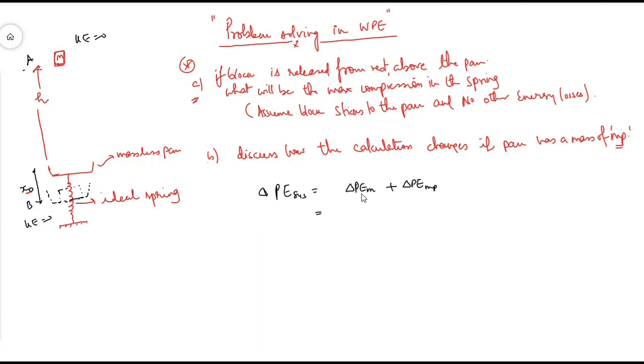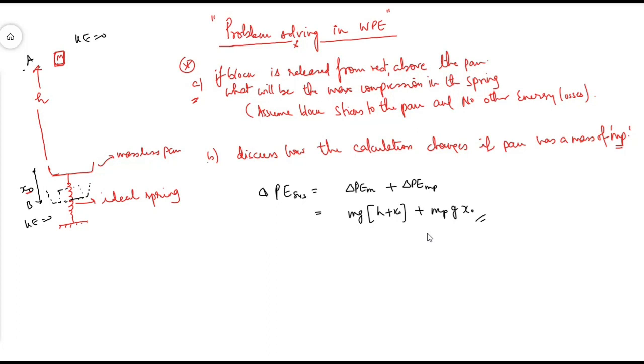Okay, so this mass part is mg(h plus x naught), and this pan part is mp g x naught. Okay, so I hope this came easy. This is basically the gravitational potential energy change in the mass block plus the mass of the pan. Okay, now here comes the interesting part.